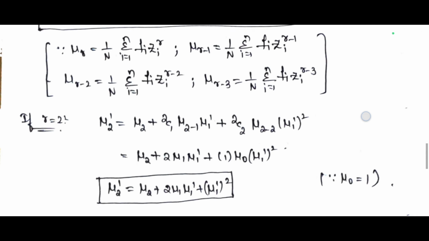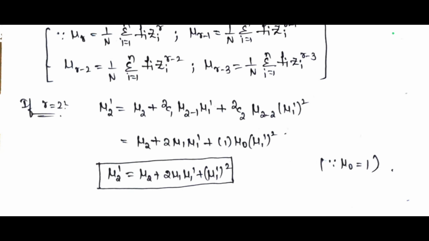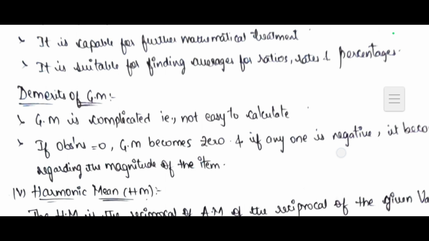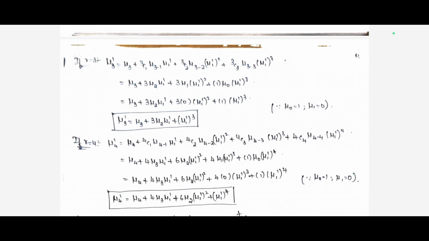Substitute r equals 2, then you will get mu2 dash in terms of the central moments, that is mu2 dash equals mu2 plus 2 into mu1 dash into mu1 plus mu1 dash whole square, like that. So mu0 is 1 always. Similarly, if r equals 3 and r equals 4, you get the formulas.